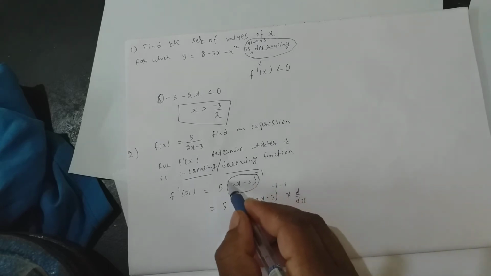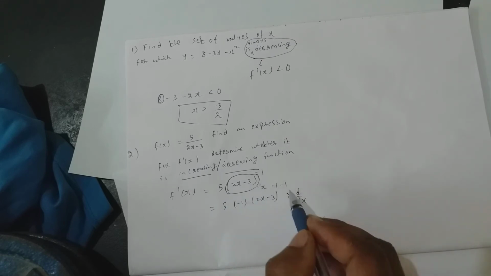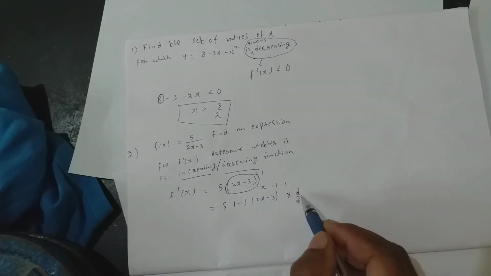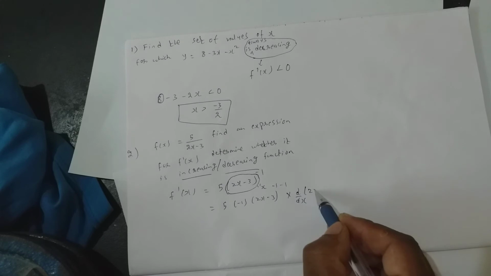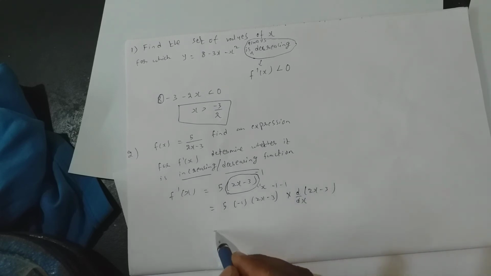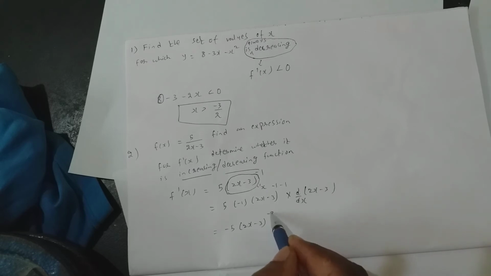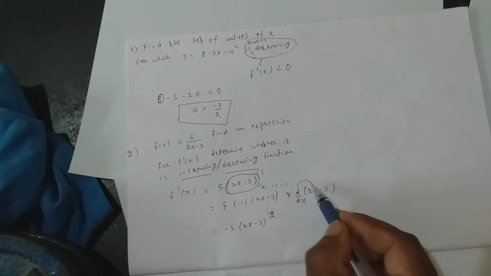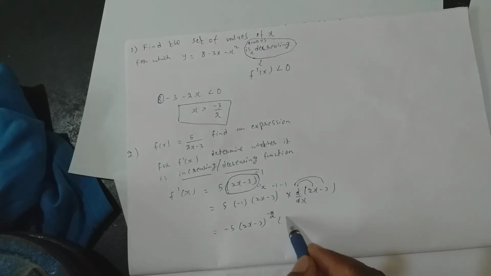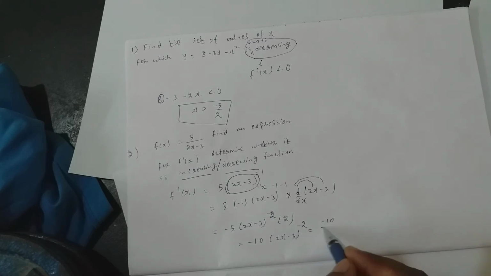to apply differentiation, you are assuming this to be x. So at last into d by dx of whatever you assumed in place of x. So it becomes minus 5 into 2x minus 3 power minus 2. D by dx gets applied to this one, which is 2. So it is minus 10 into 2x minus 3 power minus 2. Simplifying further, it will become minus 10 by 2x minus 3 whole square.